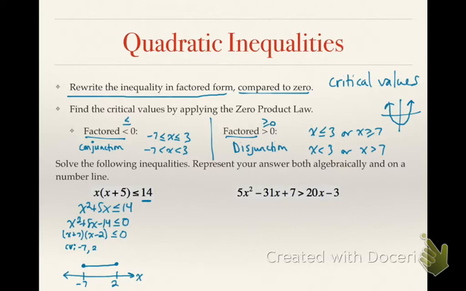And we're going to write our answer algebraically as negative 7 is less than or equal to x is less than or equal to 2. Okay, so there's our answer to that quadratic inequality.